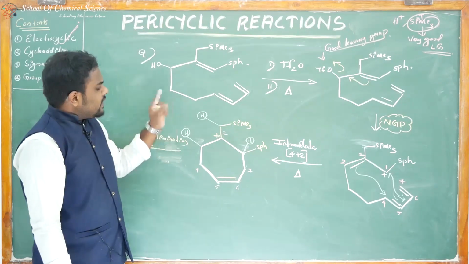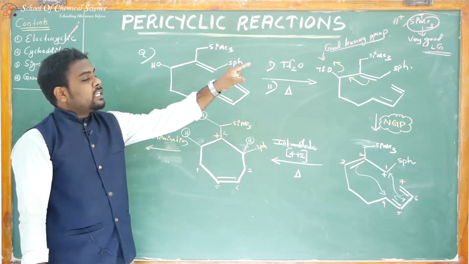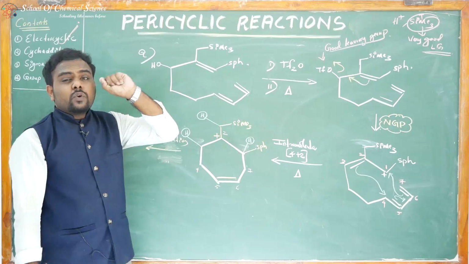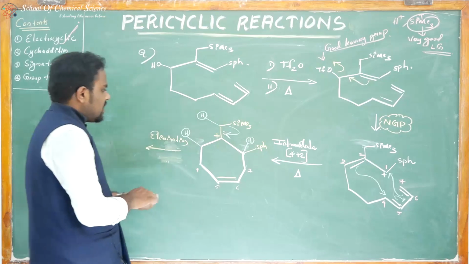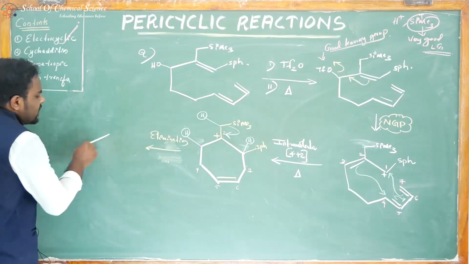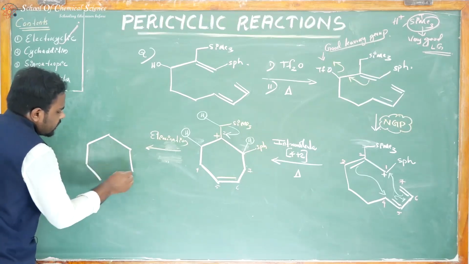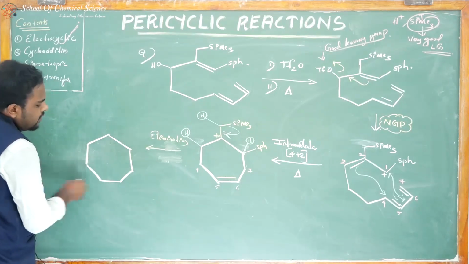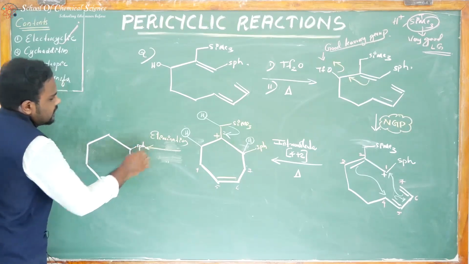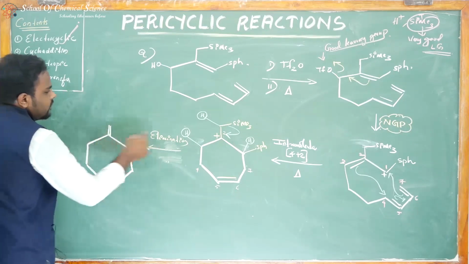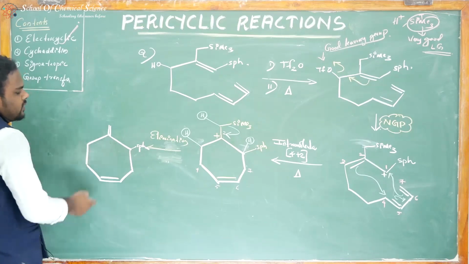So my question, whether hydrogen or SiMe3, which will be eliminated? Compared to the H plus, SiMe3 is a very good leaving group. So definitely this SiMe3 is eliminated. So what will be your final product? A 7-membered ring. Here a pi bond, here an SPH group is present. Here a double bond is formed because SiMe3 is eliminated. So this will be your final product.